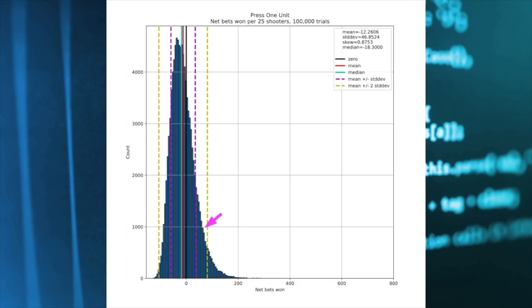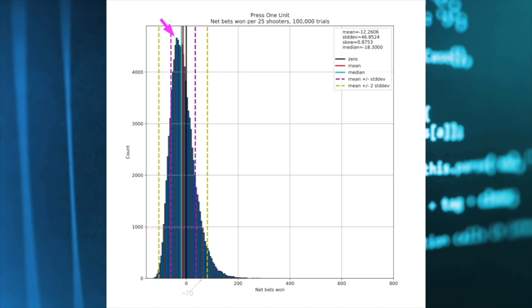Here, for instance, is an outcome that happened almost 1,000 times. It represents sessions that won somewhere between 0 and 200 bets. It looks like less than 100, so let's just call it 70. So in the 100,000 sessions of 25 shooters, about 1,000, or 1%, won about 70 bets, or $700.